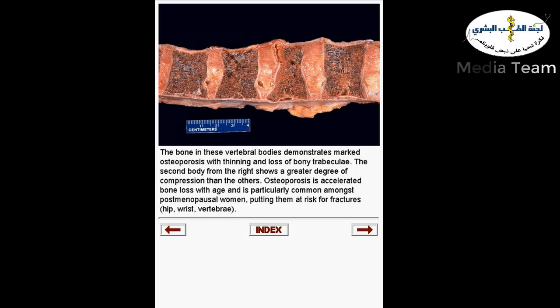And also, in addition, with age, the bone trabeculae are getting weaker. So you have the age factor and you have the estrogen factor, and that's why it's very common in postmenopausal females. The problem is that it will lead to weakness of the bone in the vertebral columns, in the hips, in any other bone, and it will be easily fractured. Any minor trauma will lead to fracture in that osteoporotic bone.